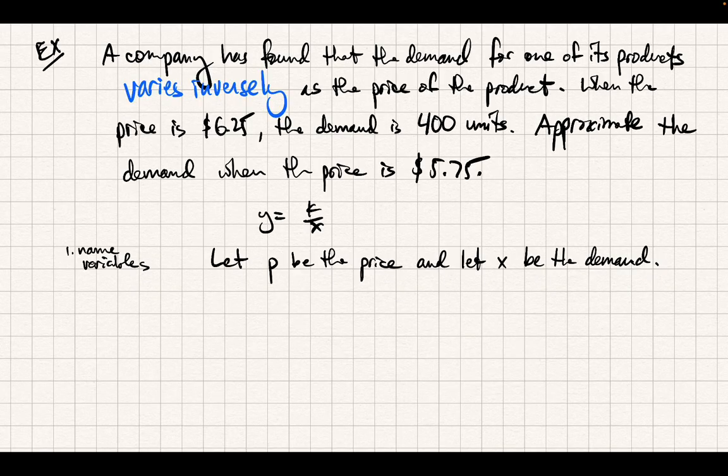So what do I have so far? I've named my variables that I would like to use. And so how do I rewrite my equation of proportionality using my updated variables?